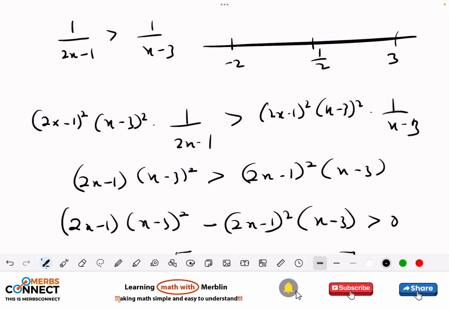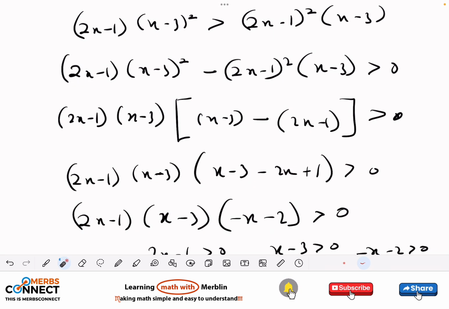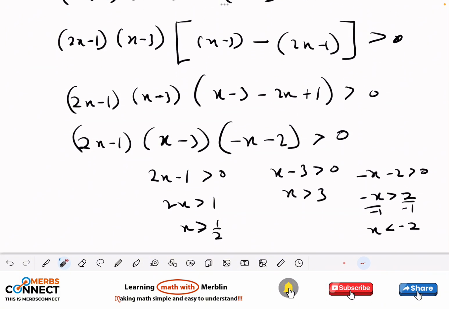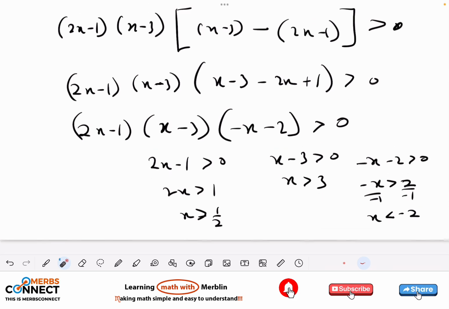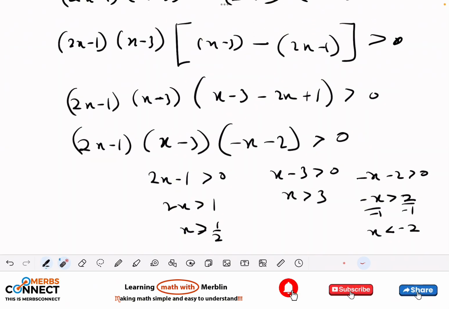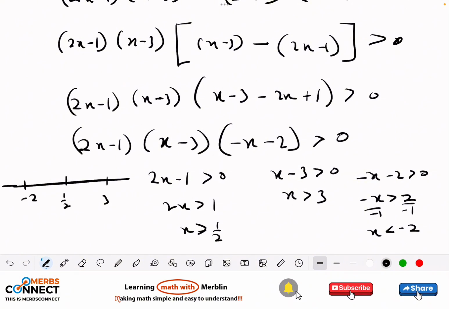So what I'm going to do is I pick any number here, then I plug it in and check if it is true, right? But don't forget, we are going to plug it in here, right? So I even need to bring my number line down here so that we can see it very well. So minus 2, 1 half, and 3. Let's pick anything here. We can pick 3. So we are going to plug in 3 here to check if it is greater than 0.